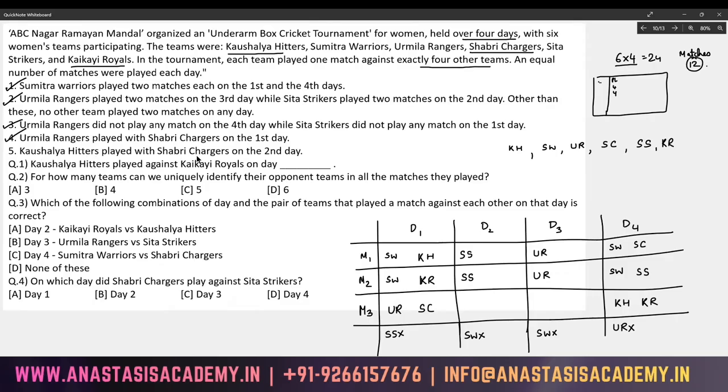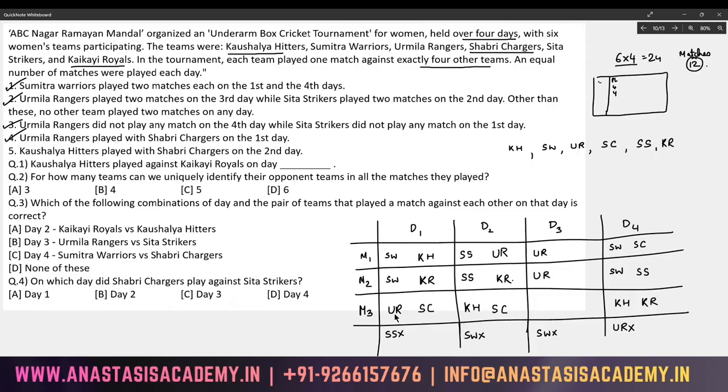Kaushalya Hitters played with Shabri Chargers on the second day. This is also done. Wonderful. Now, because Sumitra Warriors are not involved on this day, one of them has to be Urmila Rangers. The other one has to be Kakai Royals. So, all 3 matches for day 2 are also known.